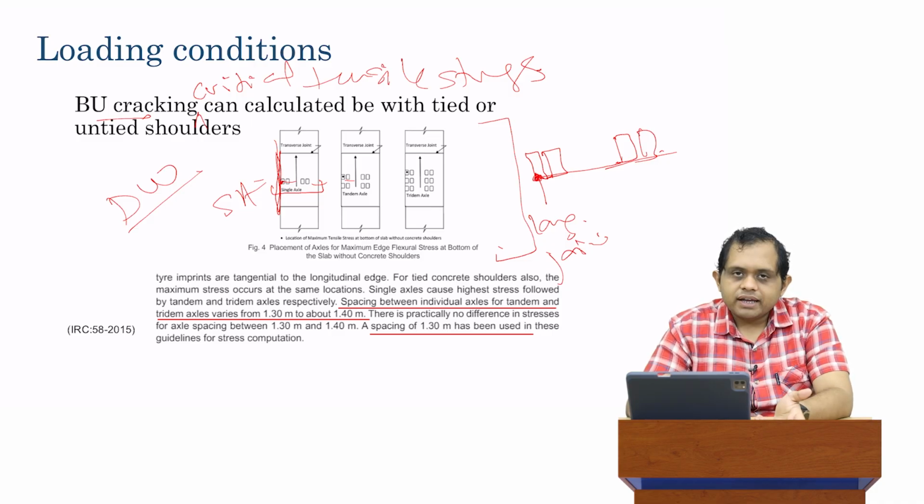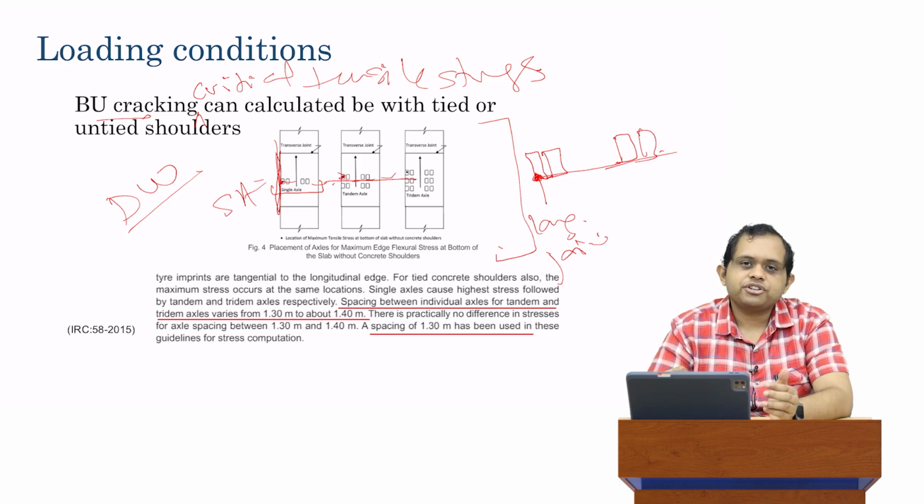If you have tandem axles, then similarly, it is recommended that it is placed in such a way that transversely the center is placed along the center line of the axle, and the maximum stress, the critical stress, is going to occur at this point just below the wheel. Again, it is placed exactly at the longitudinal edge.